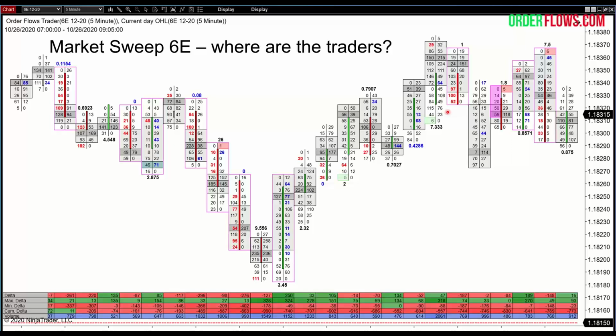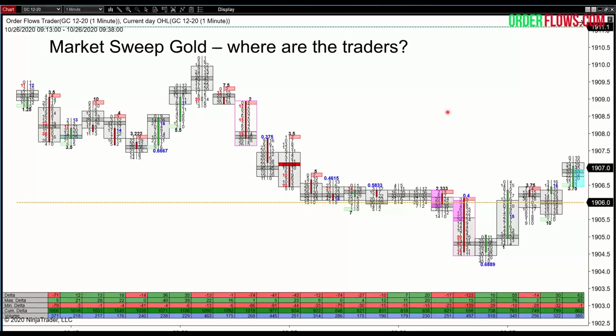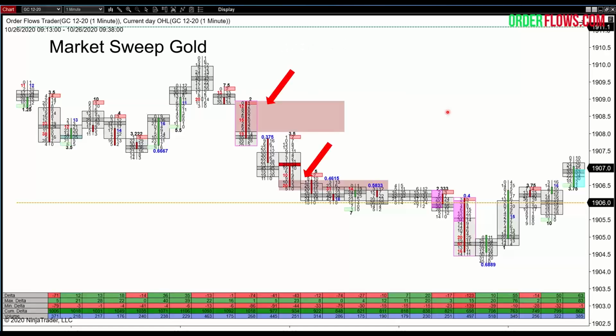But this is a euro currency, right? Look at it. Can you decide quickly where it is? Here it is, right? Have software that's going to highlight that to you. Here's gold. Where are the traders? Where are these big traders running through the market? Right there.